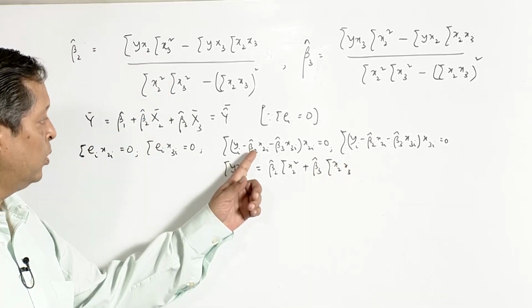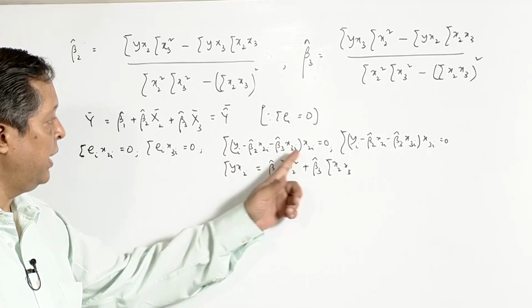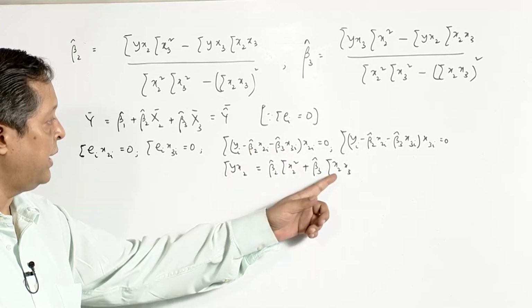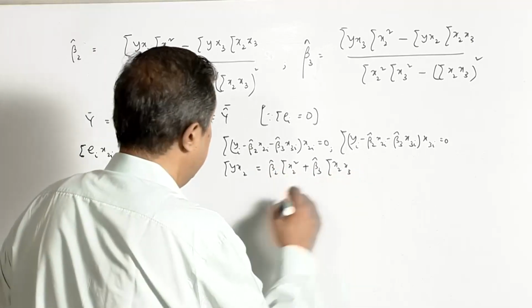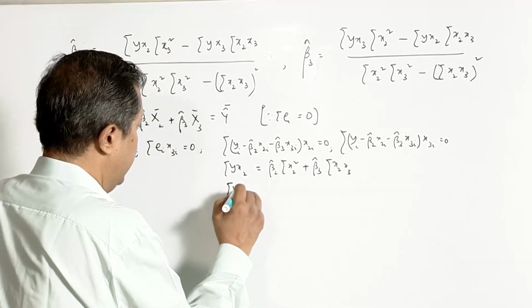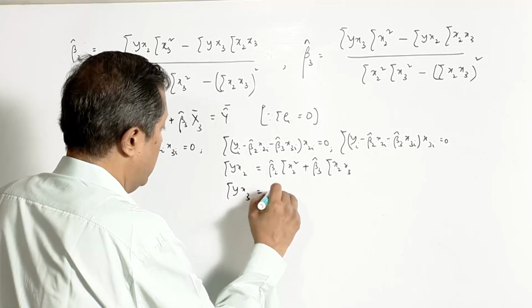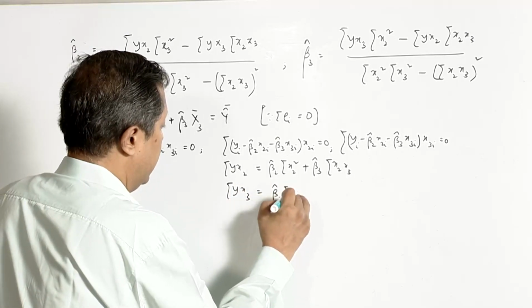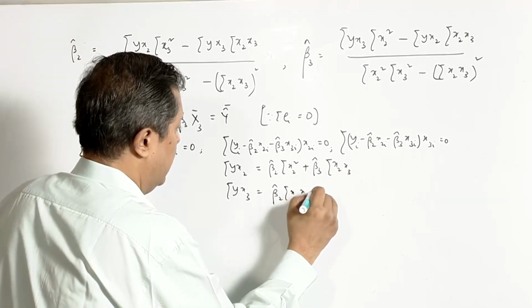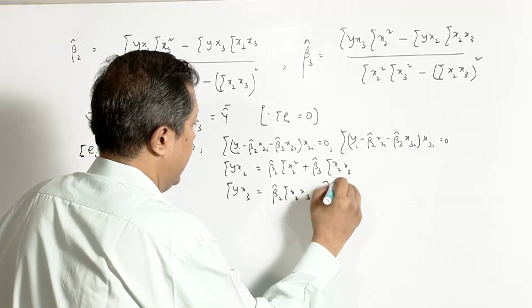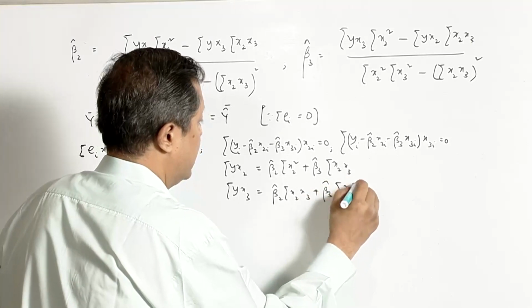Viewers, please take a look. Summation yx2 is equal to beta 2 hat summation x2 square plus beta 3 hat summation x2 x3. And similarly, summation yx3 would be equal to beta 2 hat summation x2 x3 plus beta 3 hat summation x3 square.